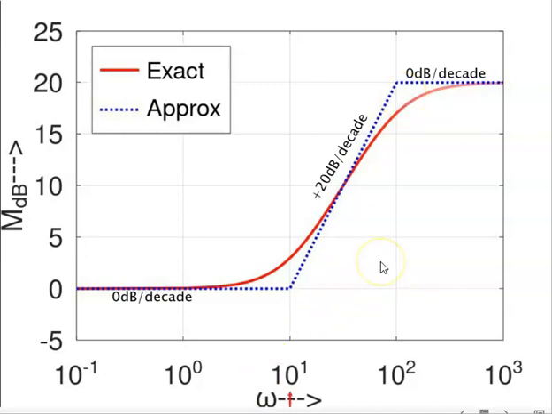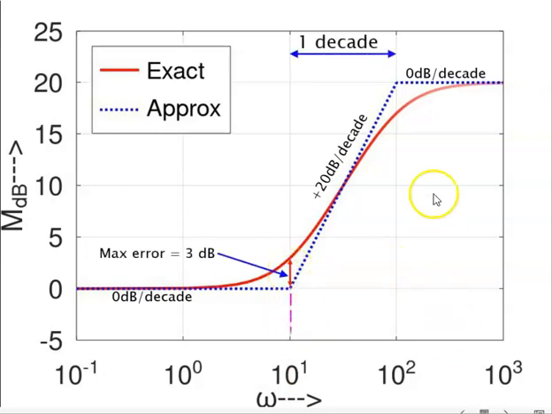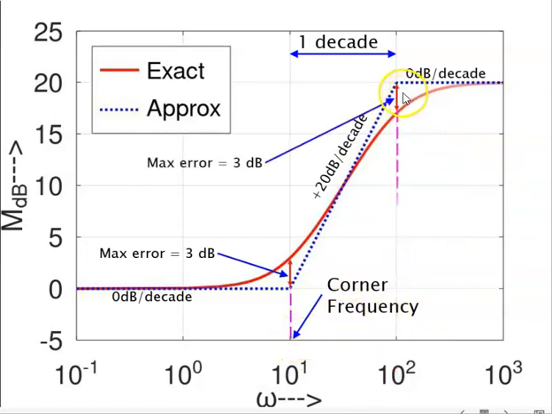We can also see a few details. The maximum error occurs here at 3 decibels, and again from here to here is 1 decade, up till here is another decade, from here to here is 1 decade, from here to here is 1 decade. You have this 10 power 1 is 1 corner frequency, and the place where another maximum error occurs of 3 decibels, this is another corner frequency.